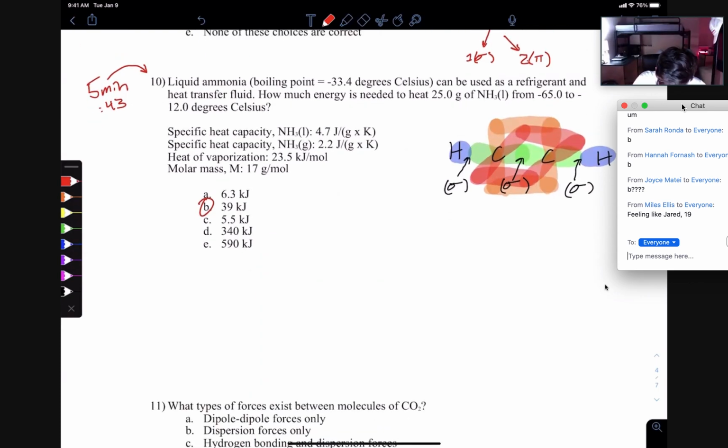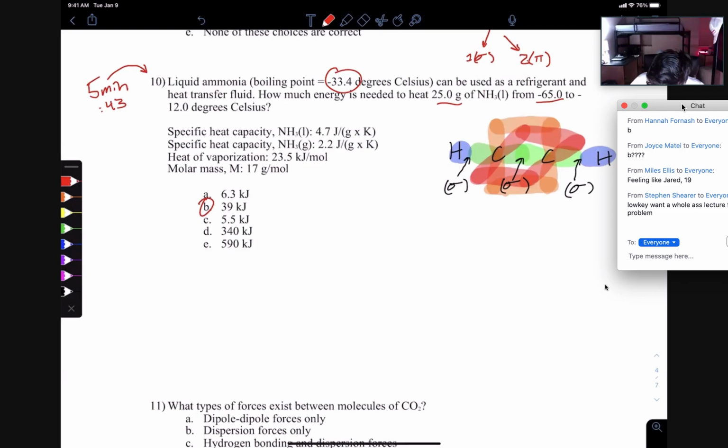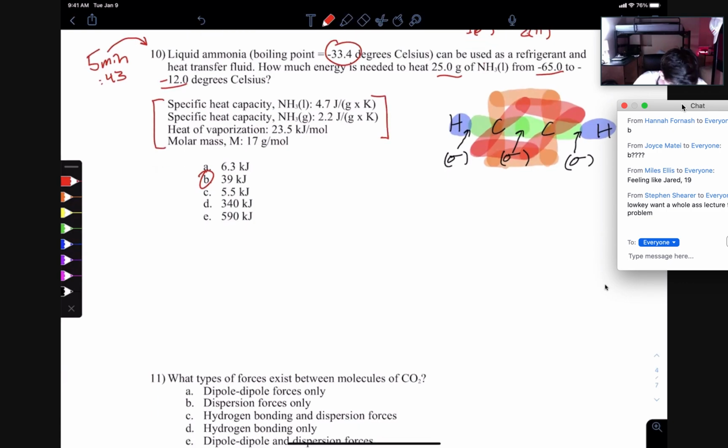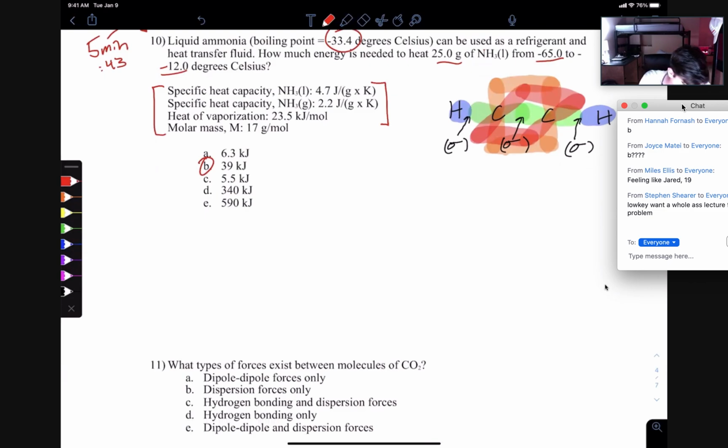So what this question is saying is liquid ammonia, which has a boiling point of negative 33 degrees Celsius, can be used as a refrigerant and heat transfer fluid. How much energy is needed to heat 25 grams of ammonia from negative 65 degrees Celsius to negative 12 degrees Celsius? Okay, and it gives us this information here. Okay, so there's going to be some steps that we need to solve.